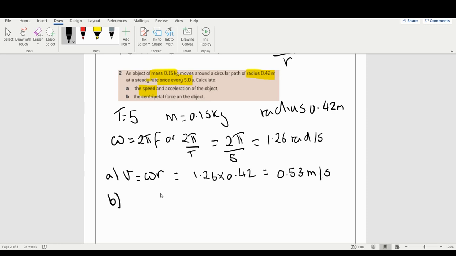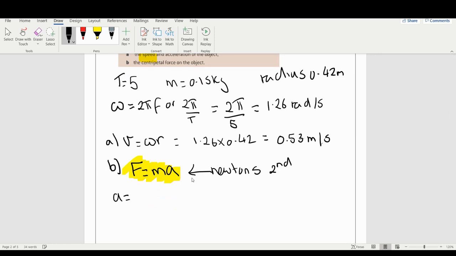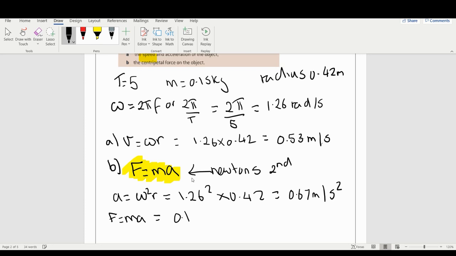Question B, okay, find the centripetal force of the object. So this is Newton's second law, F equals ma. So you're going to find the circular acceleration here. So a equals omega squared r. So it's going to be 1.26 squared times 0.42, so 1.26 times 1.26 times 0.42, which is 0.67 meters per second squared. And then using F equals ma, 0.15 times 0.67 is 0.099, so 0.1 newtons here.